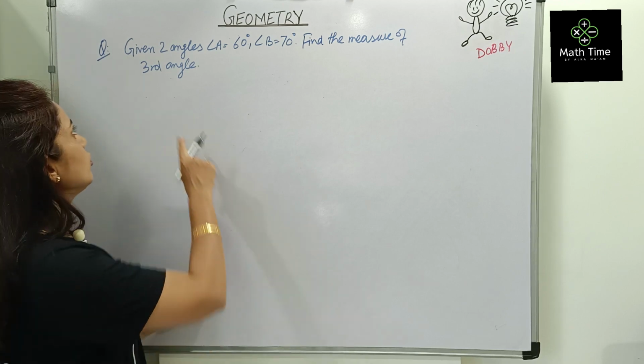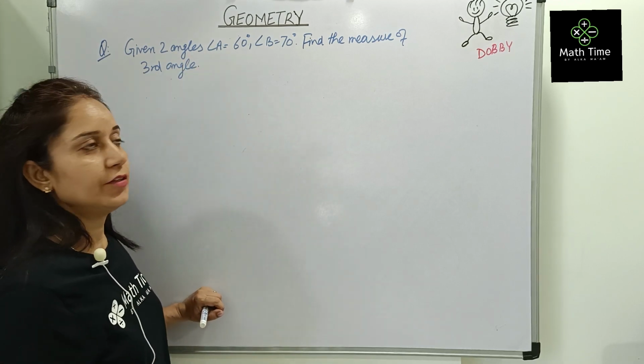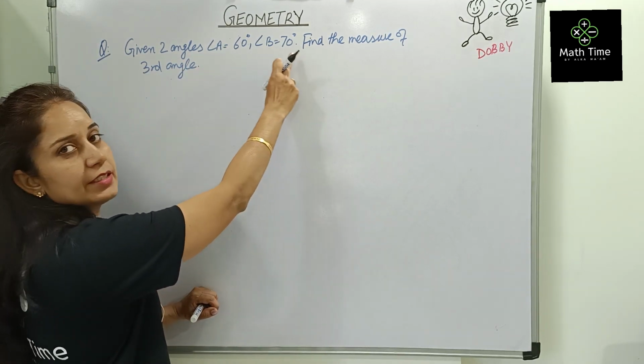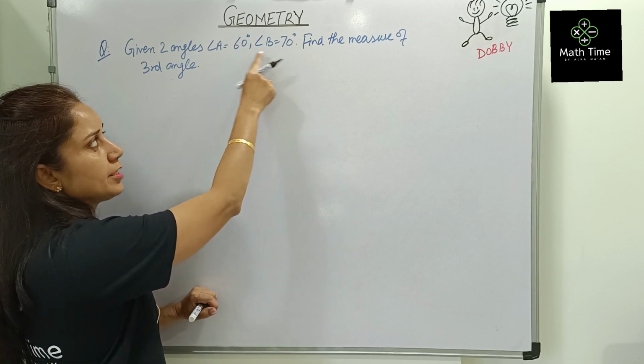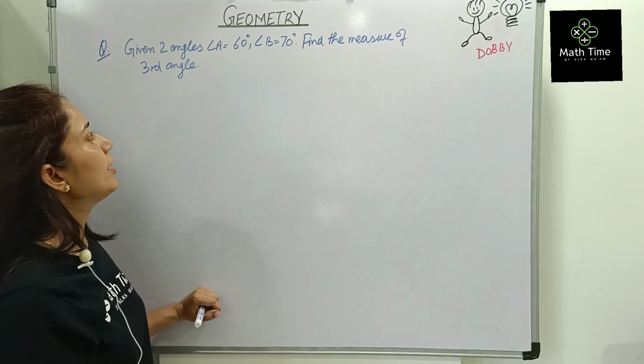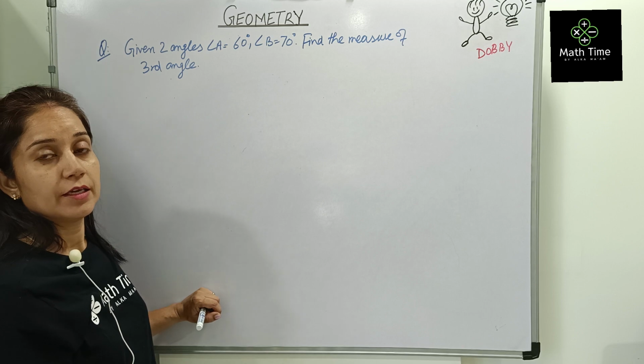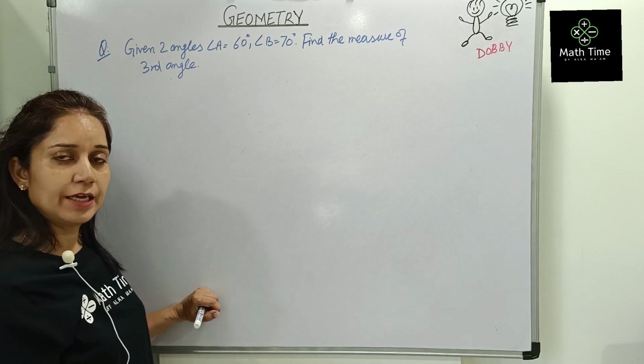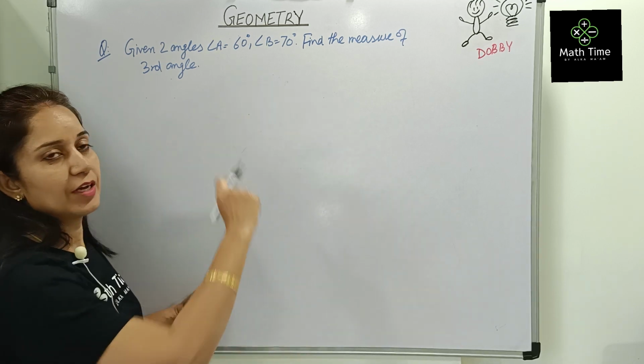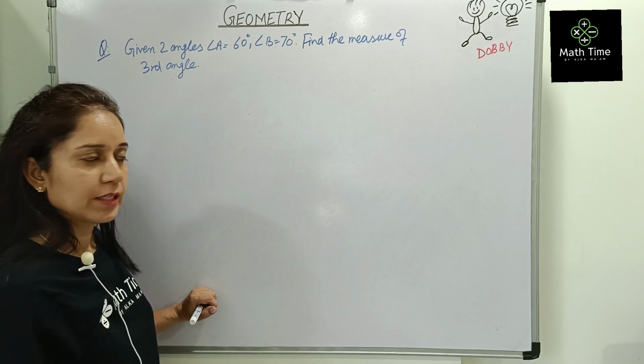Let us see the first question. Given two angles in a triangle are 60 degree and 70 degree. Angle A is 60, angle B is 70. Find the measure of the third angle. Triangle ABC, angle A, angle B, angle C. That means we have to find the measure of angle C.